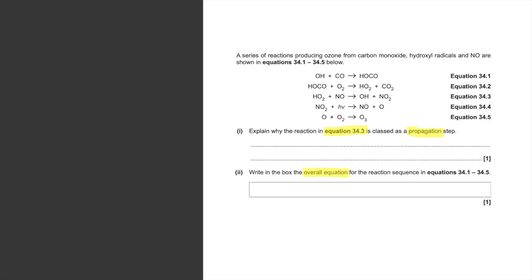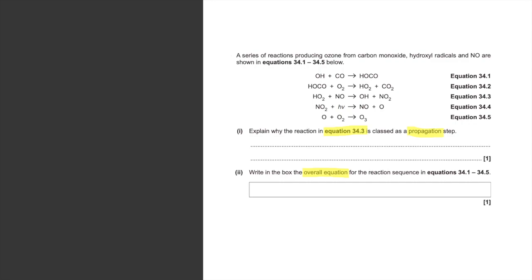In this question, we're going to look at radicals. And the first part of the question asks you to explain why the reaction in equation 34.3 is classed as a propagation step. For this question, it's very useful to remind yourself what actually are the initiation, propagation and termination steps.